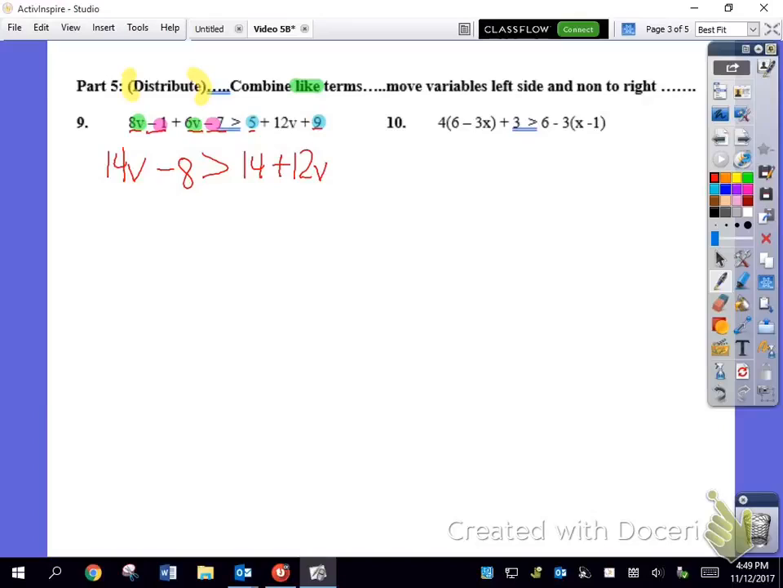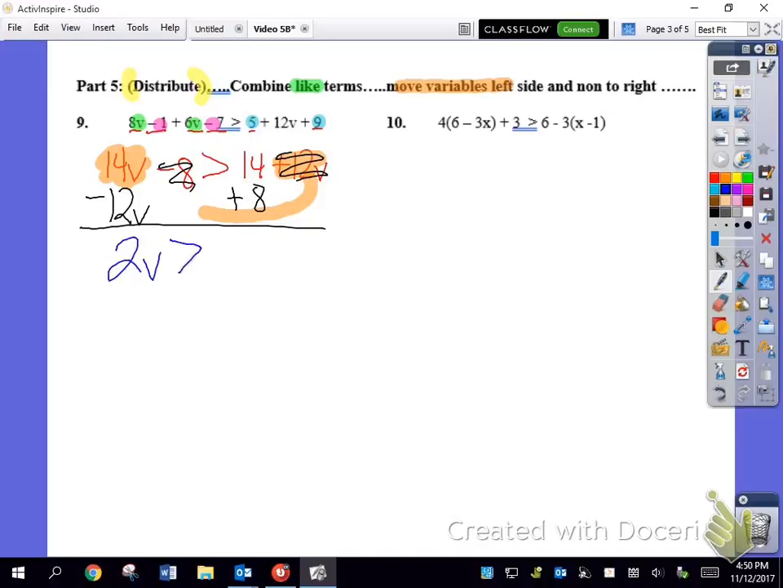Now after you combine like terms, you want the variables to the left side. So I have a b, this 12b needs to move over, okay? So positive 12 becomes a negative 12b, so that goes away. Negative 8 becomes a positive 8 when it moves to the other side and joins 14. So 14 minus 12 is 2b, is greater than 22. The opposite of multiplying by 2 is to divide by 2. Since it's a positive, I do not change my symbol. So b is greater than 11.